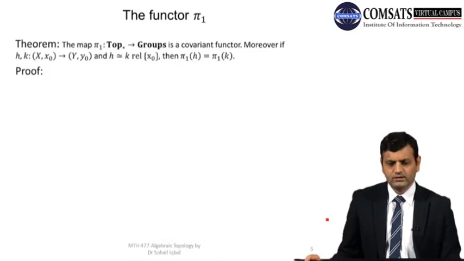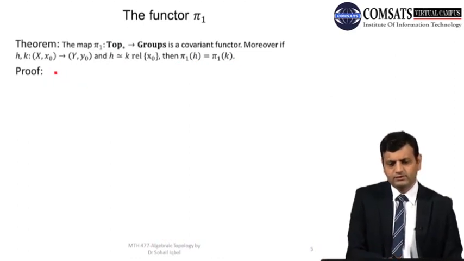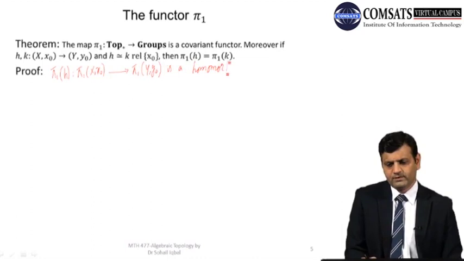Okay. Now we will show that this π₁ of h, which is a map from π₁(X, x₀) to π₁(Y, y₀), is a homomorphism. So how to show that this is a homomorphism? Consider two path classes, let's say P and another path class Q.